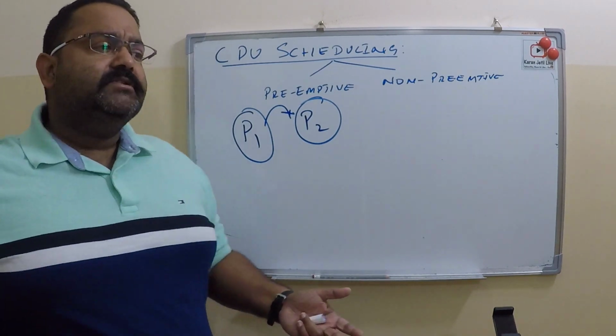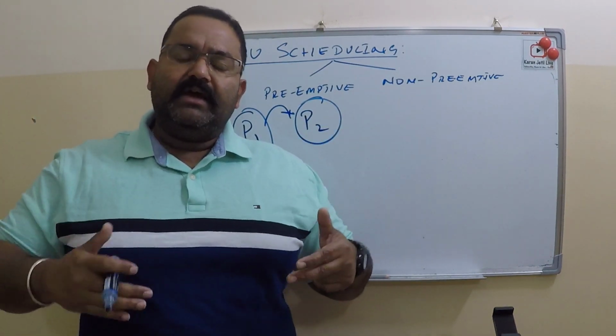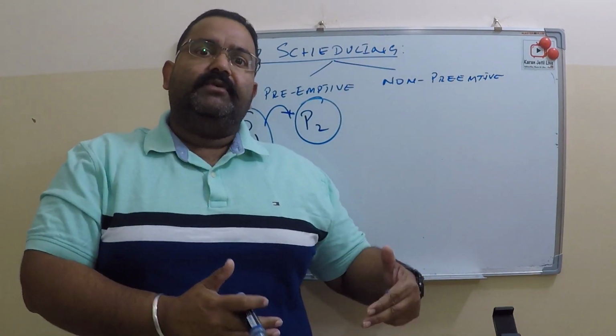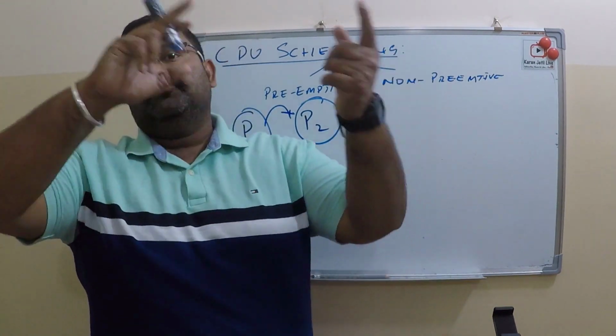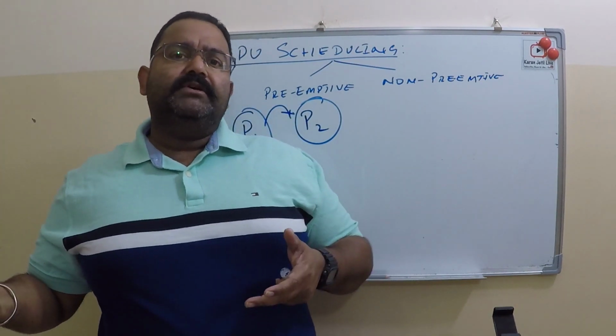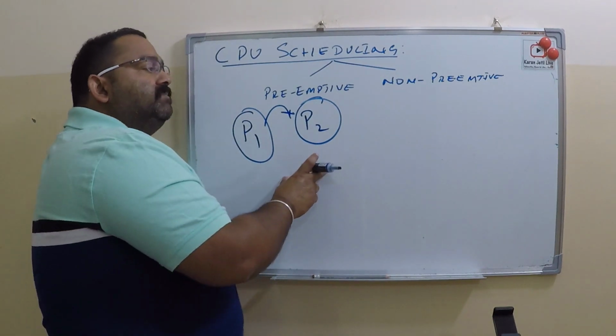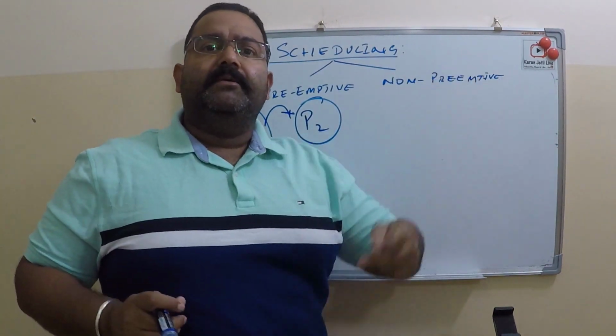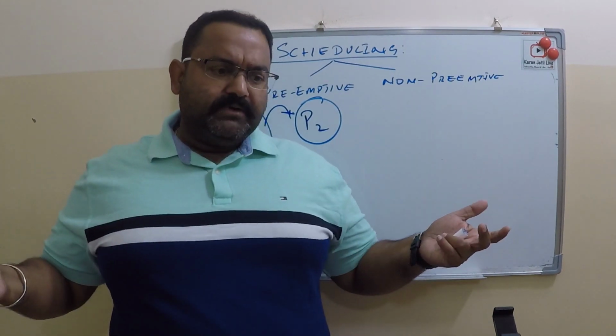What is preemption? The CPU is doing something and some other process comes. So it can leave this process in between and jump from this process to another process. What is this type of scheduling called? It is called preemptive scheduling. Okay, so then comes non-preemptive scheduling. So what is non-preemptive scheduling?